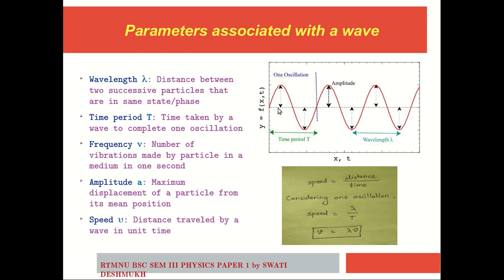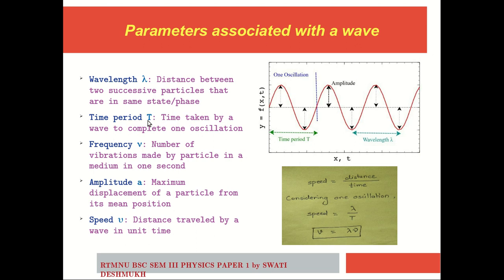So the very first parameter associated with a wave is nothing but a wavelength denoted by lambda. It is the distance between two successive particles that are in same phase. We can say it is a distance between crest and crest, it is a distance between trough and successive trough, or any 2 points that are in same phase. Or we can say it is the distance traveled by a wave in one complete oscillation.